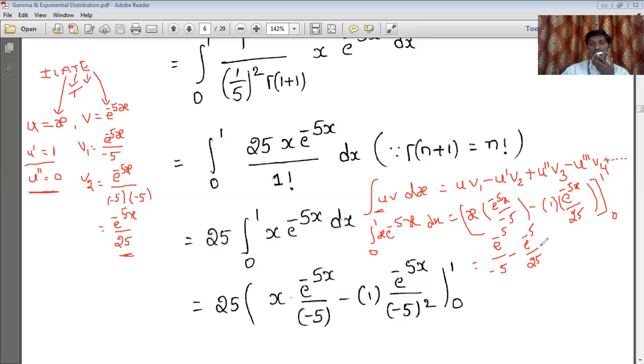Next, 0 into anything is 0. So this complete term becomes 0. And next, when you are substituting the lower limit, the sign will change. E power 0 is nothing but 1. So 1 by 25. So this one we got. And next, if you take the LCM for this entire expression, 25 is the LCM. And how many times does it go? 5 times. So minus 5 e power minus 5. Next, this is only one time, so e power minus 5 plus 1. It means simply what we got here is 1 by 25 into, 1 minus 5 e power minus 5 minus e power minus 5, so that is nothing but 1 minus 6 e power minus 5.